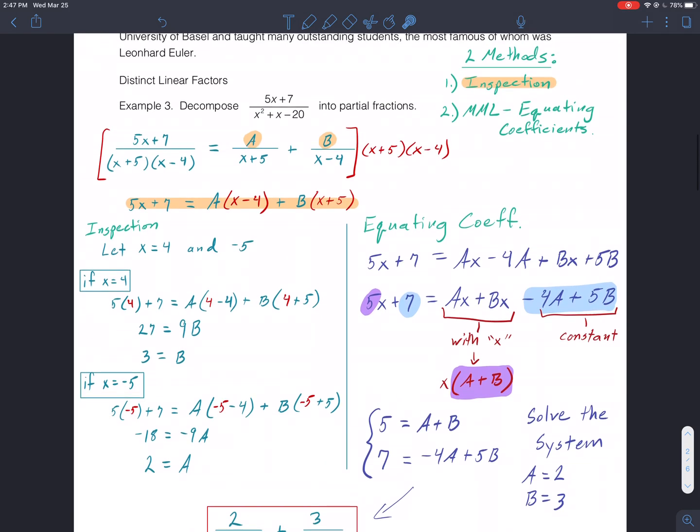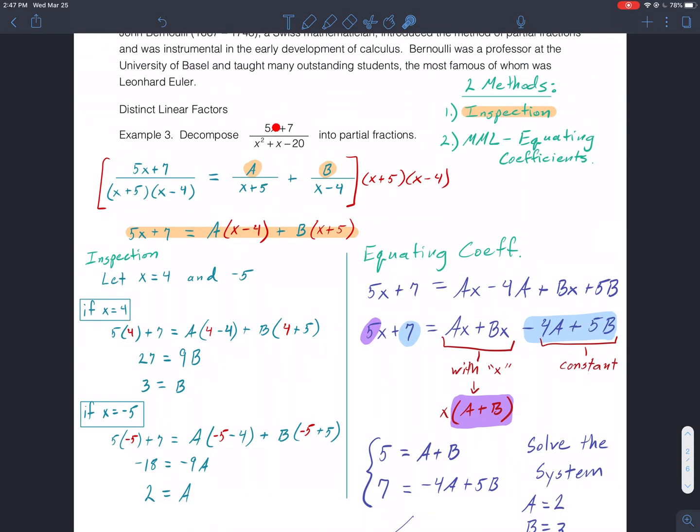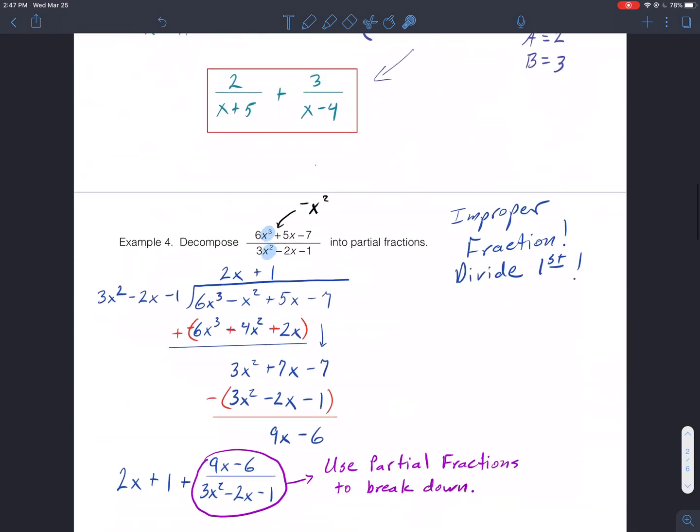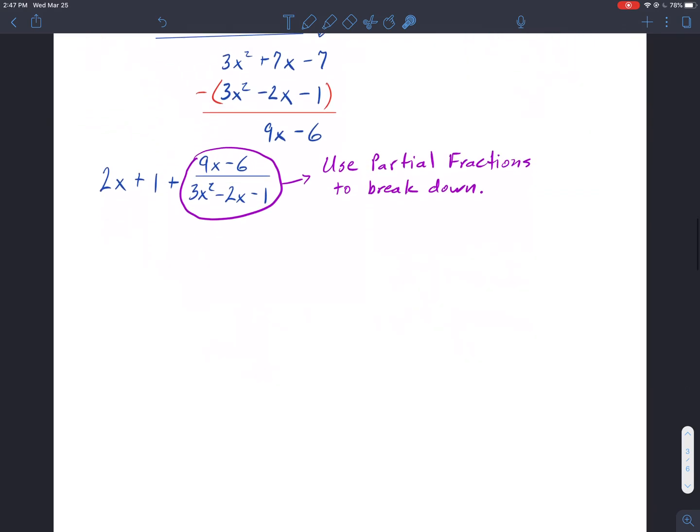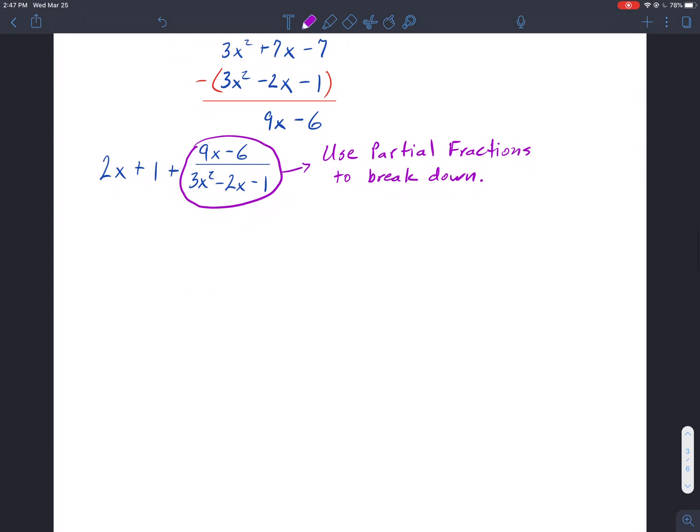All right, notice that the one we started with up here, the numerator had a degree that was smaller than the bottom. So this was already a proper fraction, and we went straight into our partial fraction work. But on this one, we can't do partial fractions until we get this into a proper fraction. Numerator is x, denominator is x squared. Now it's a proper fraction. So let's get to work.